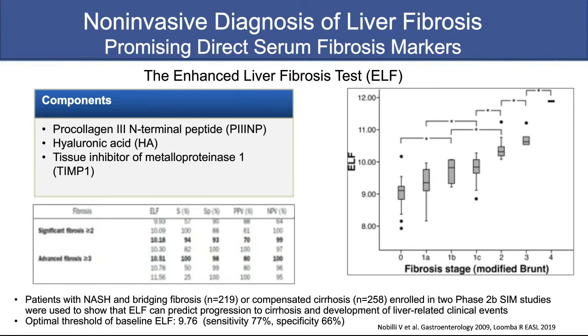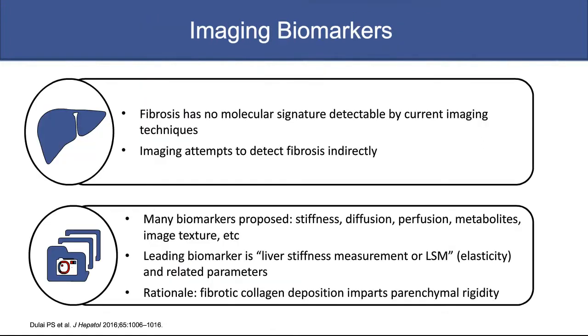Imaging biomarkers: it's important to note that fibrosis has no molecular signature that can be detected by imaging techniques. So there is an attempt to indirectly assess fibrosis. There are many ways to look at this biomarker. Stiffness is probably the best one, and this is based on the rationale that fibrotic collagen deposition causes parenchymal rigidity that can be assessed by liver stiffness measurement or elasticity.